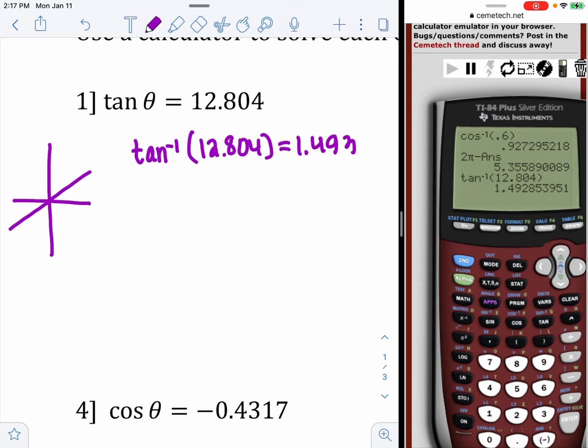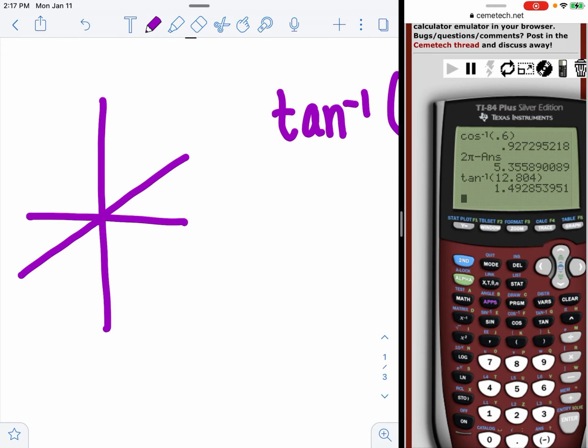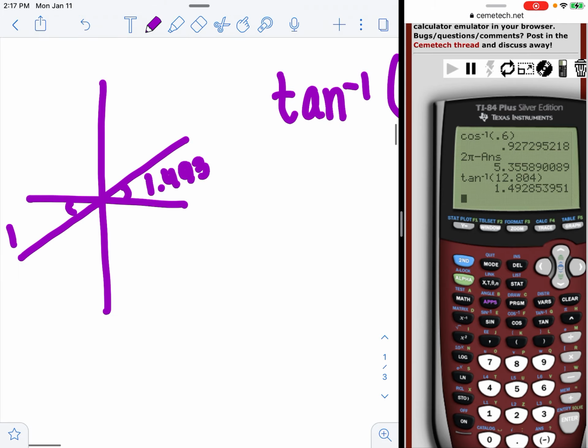Okay, so it's positive. So what I'm going to do is start at my positive x-axis, and go in a positive direction, which is counterclockwise. Whatever that angle is, that's the 1.493. So I'm going to label this 1.493. Now what you should also know from integrated is that vertical angles are congruent. So this angle right here is also 1.493. So I know those two right there.